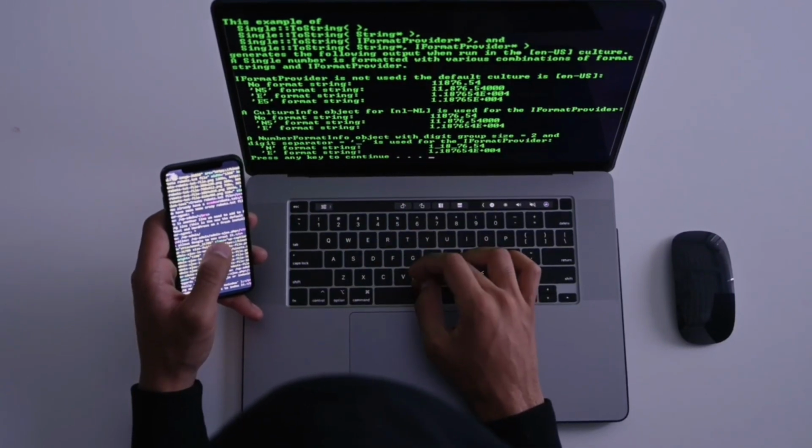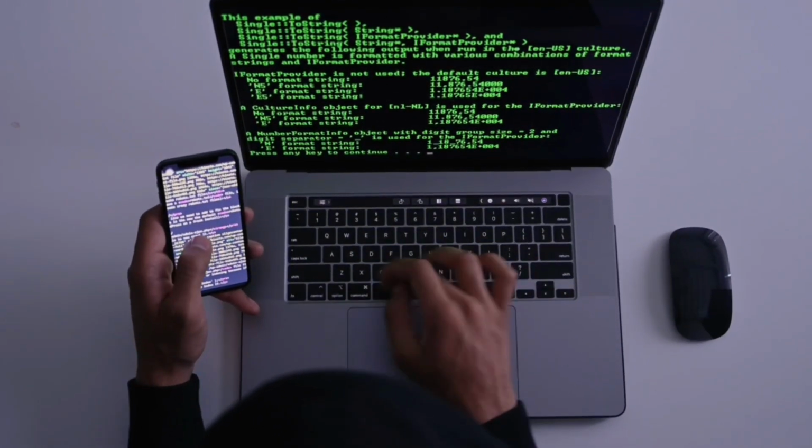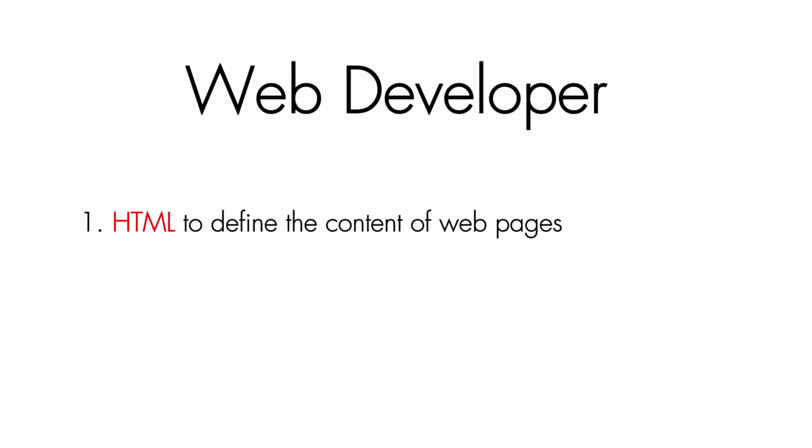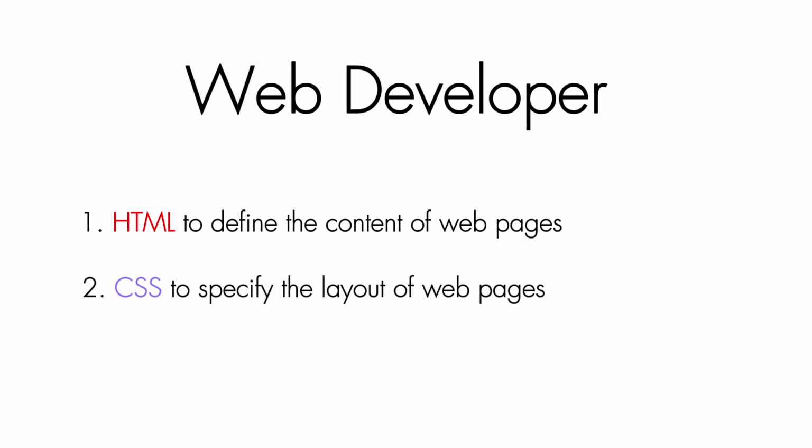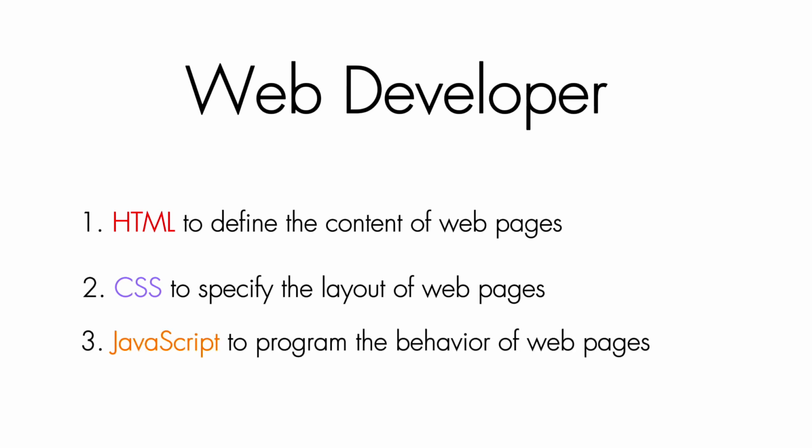JavaScript is one of the 3 languages all web developers must learn. As a web developer you should learn the following languages. Number 1, HTML to define the content of web pages. Number 2, CSS to specify the layout of web pages. And finally, number 3, JavaScript to program the behavior of web pages.